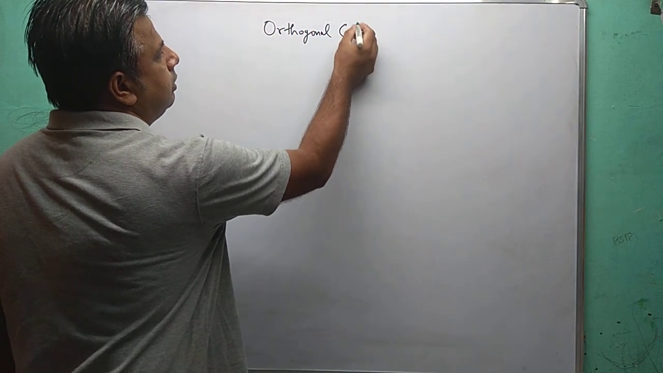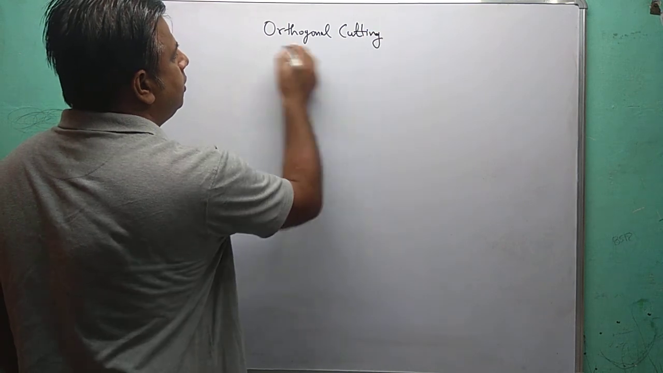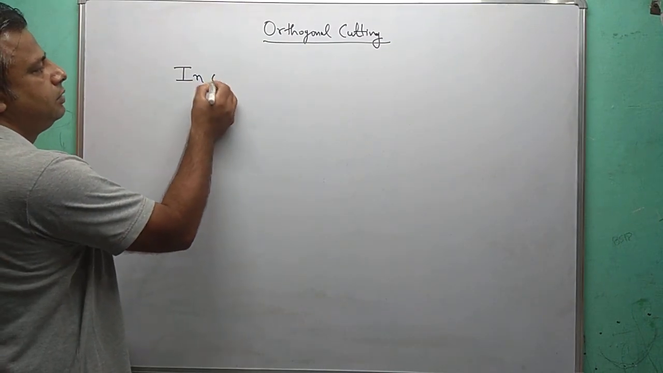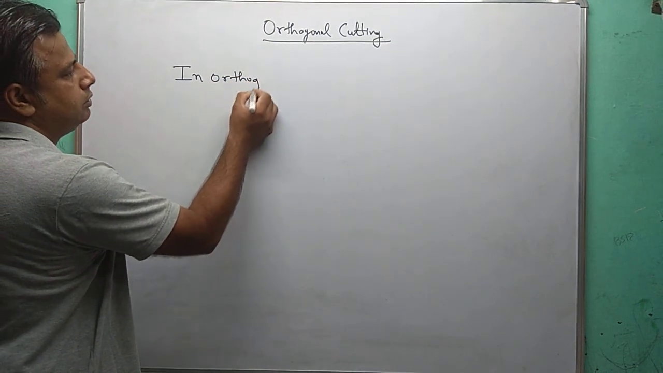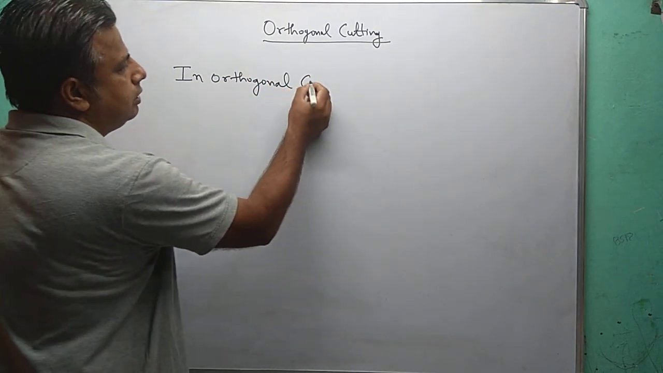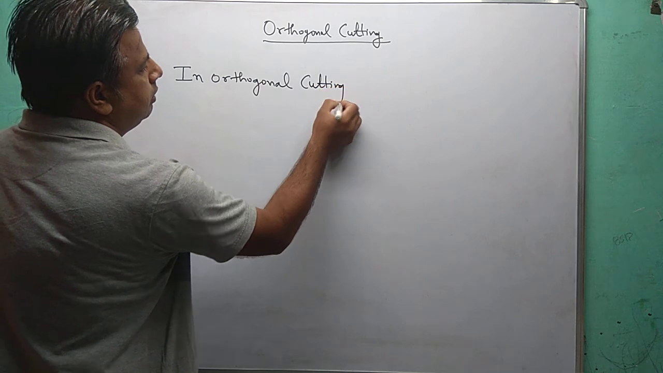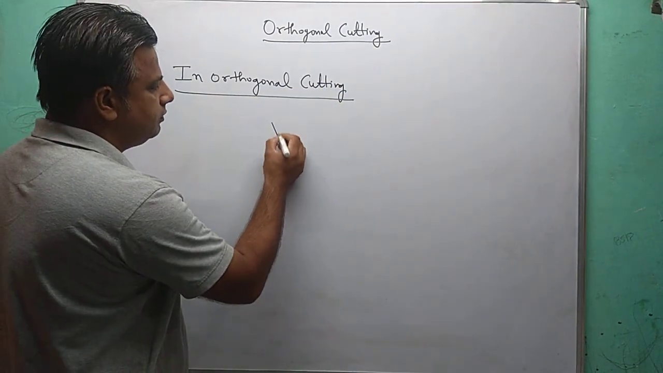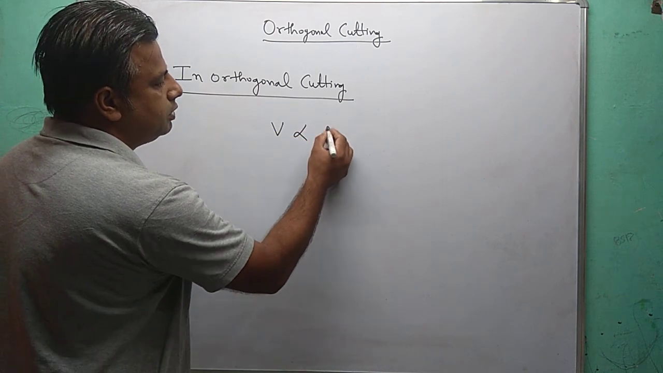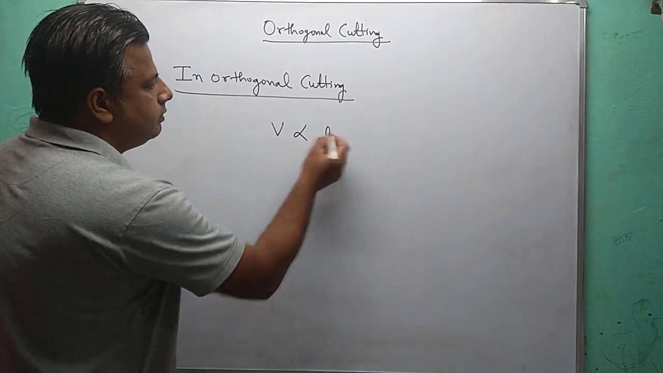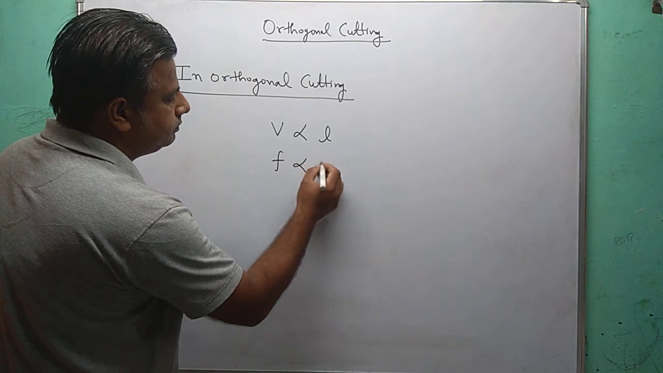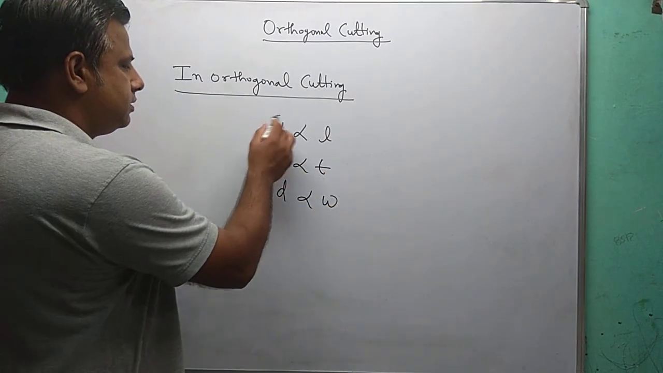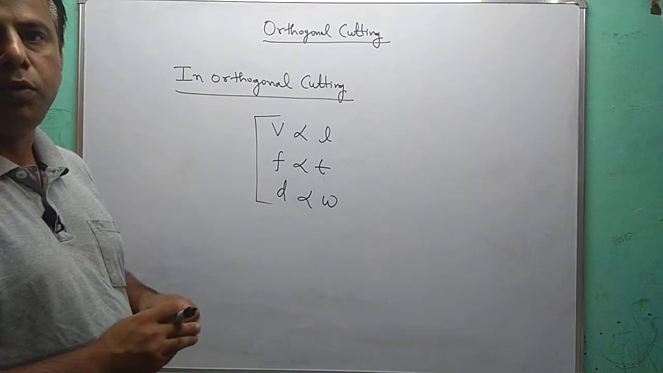Orthogonal cutting. In orthogonal cutting, we have some relationships. The cutting velocity V is proportional to L, and so on. These are the relationships for orthogonal cutting operations.